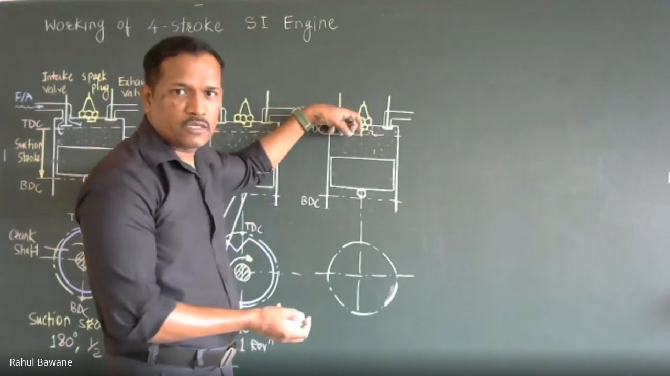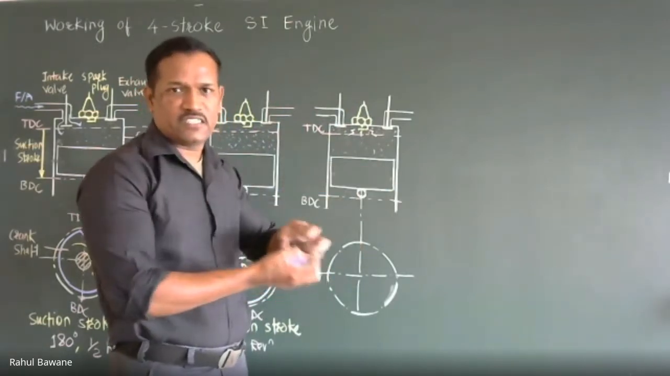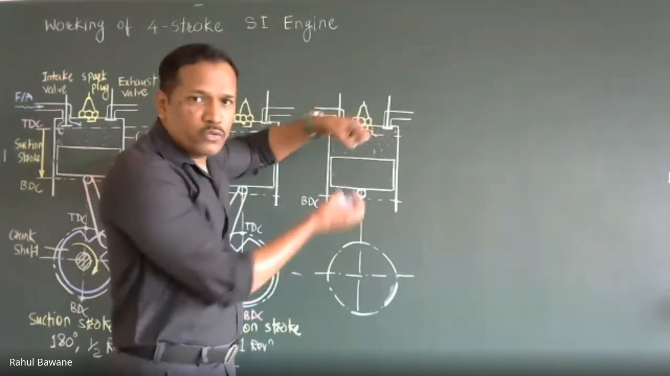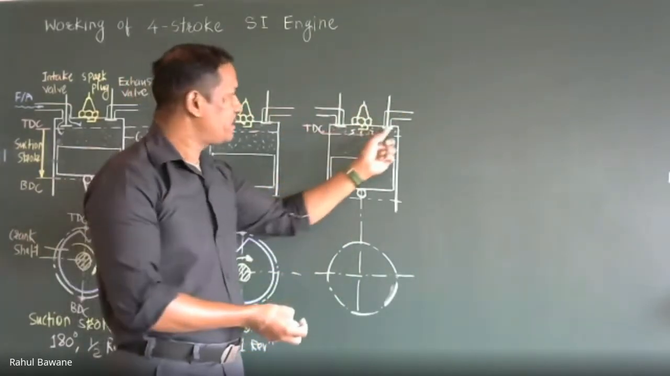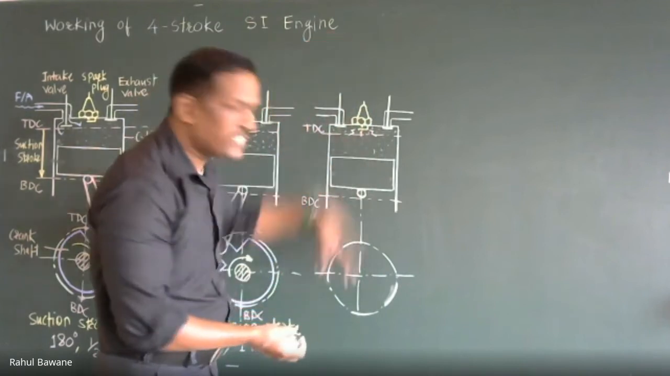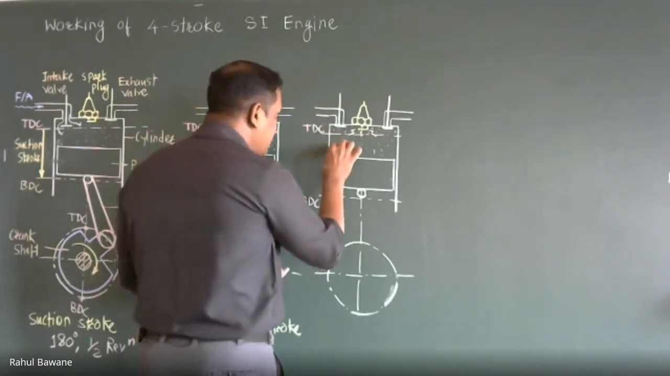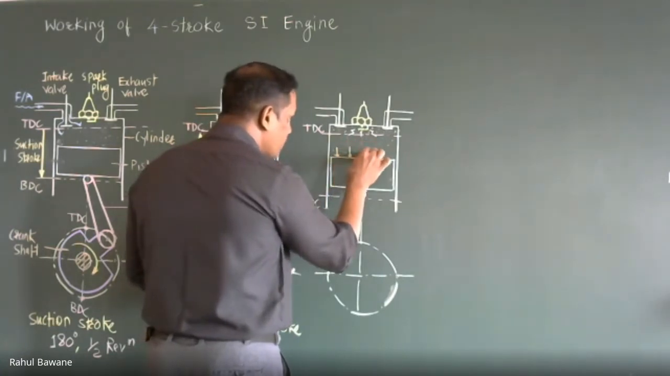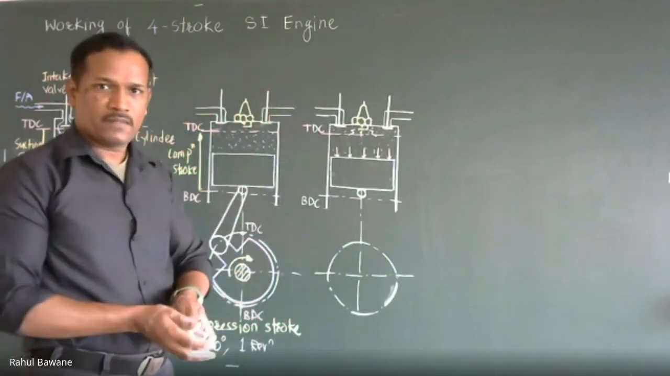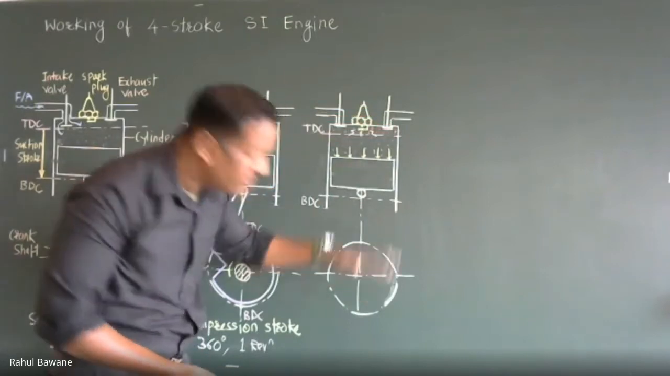At that time you put a spark, and due to that spark your compressed mixture burns spontaneously, just like a bomb, and all those gases which are already at very high pressure try to expand, but your intake valve and exhaust valve are closed. So what happens is that the expansion force is applied on the piston, and the piston is pulled down. This time we are not pulling the piston with the help of the connecting rod. This time the expansion force of all these burning gases forces the piston to move from TDC to BDC.